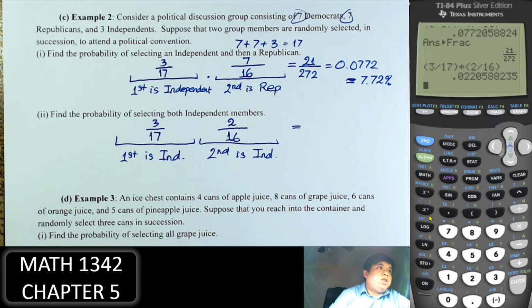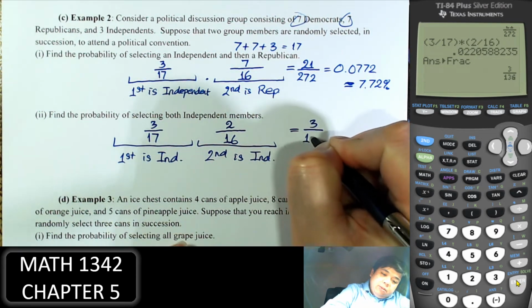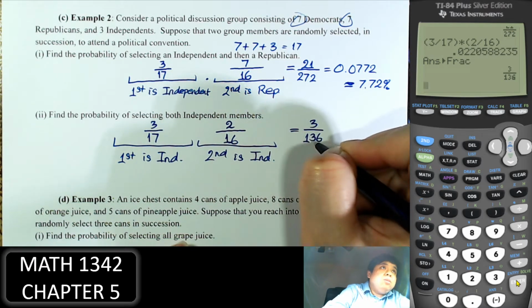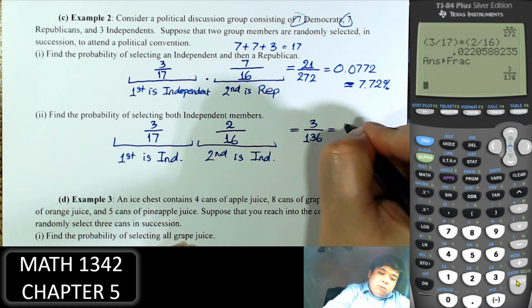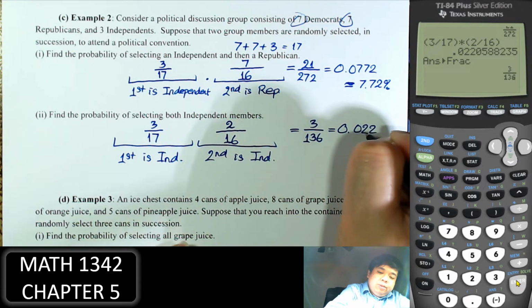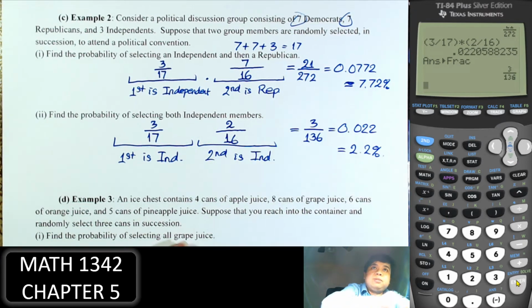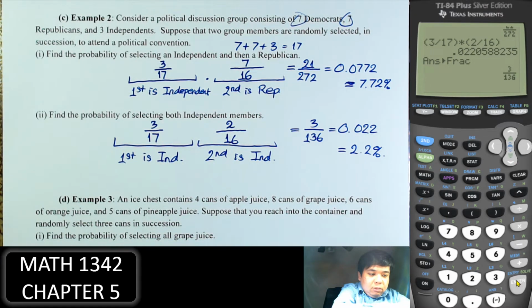Can we have a fraction? 3 over 136. 0.022. Right. So it is about 2.2%.